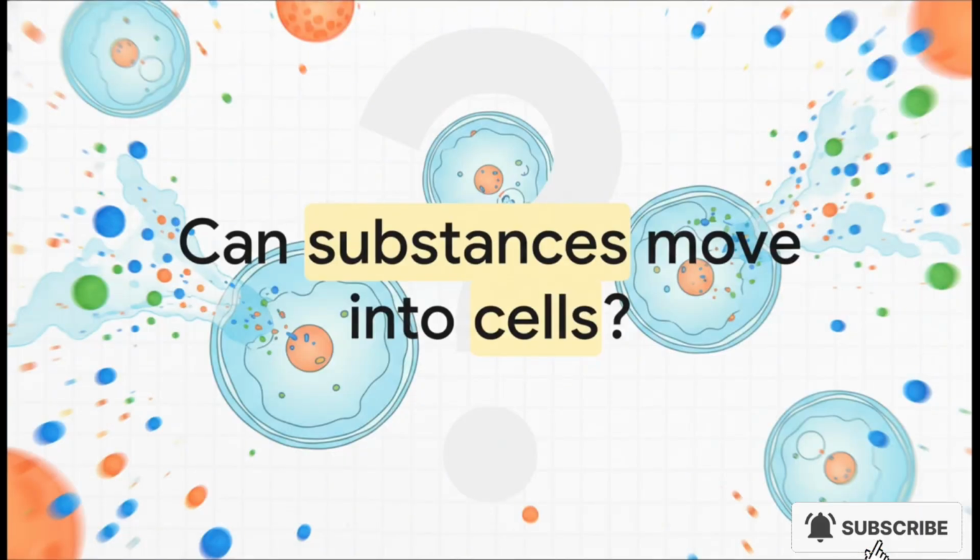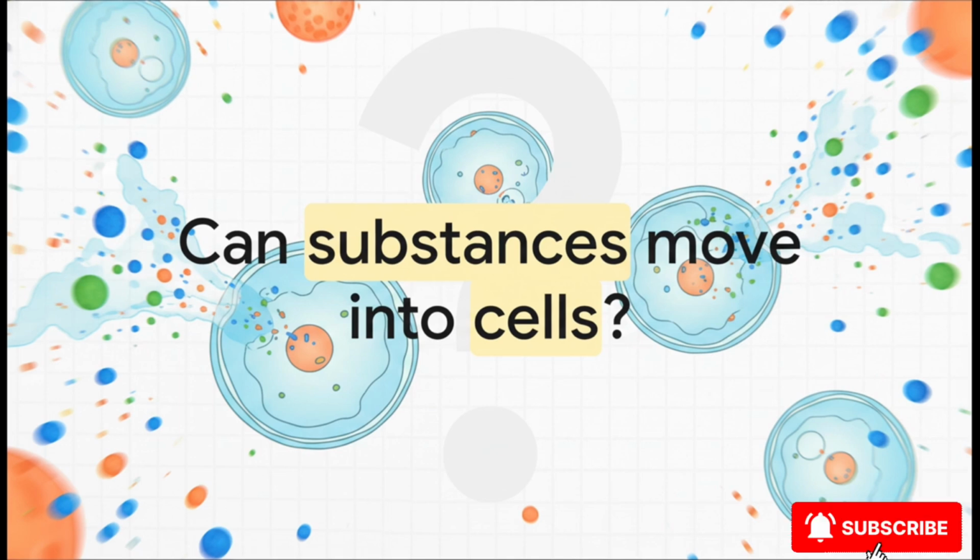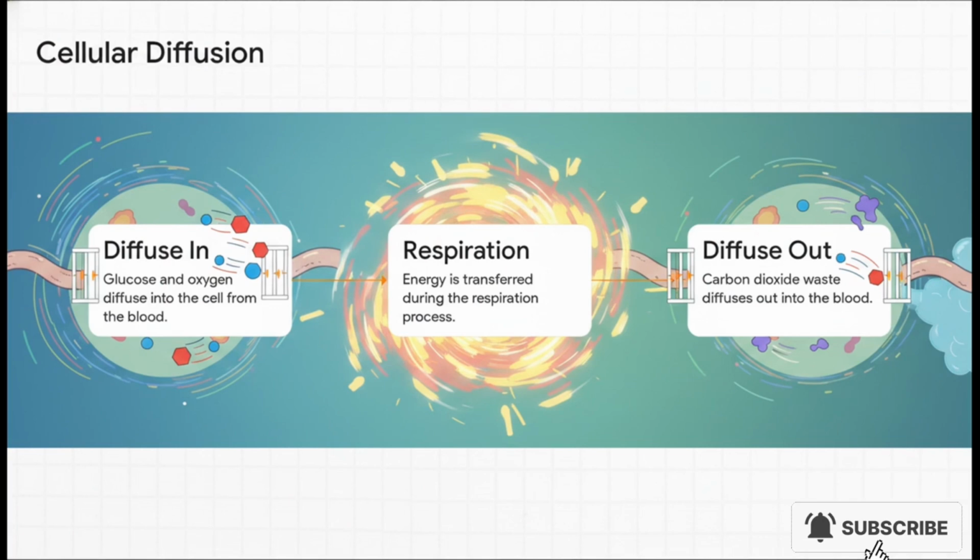But let's zoom in a bit closer. Can substances move into our actual microscopic cells? I mean, we're made of trillions of tiny animal cells, right? So how do the things we absolutely need to survive actually get inside them? Well, think of your cells like these incredibly exclusive clubs with tiny little gates.